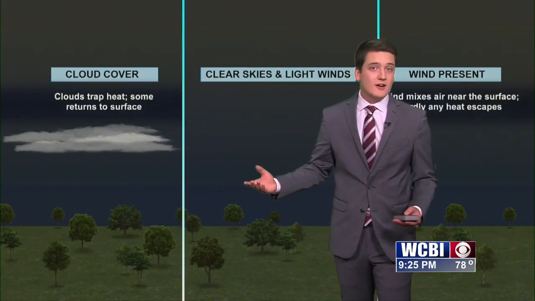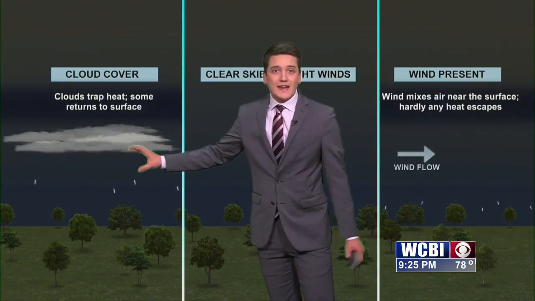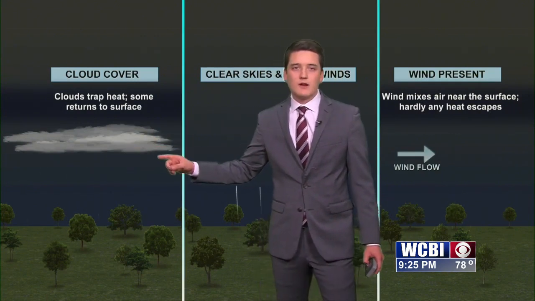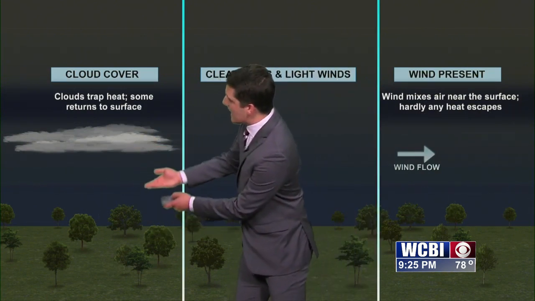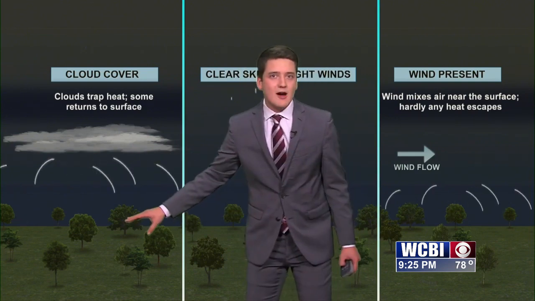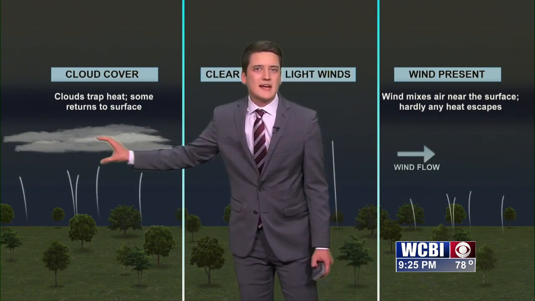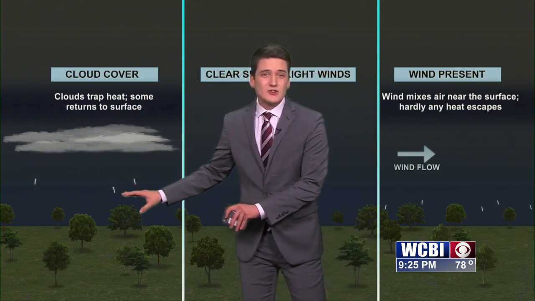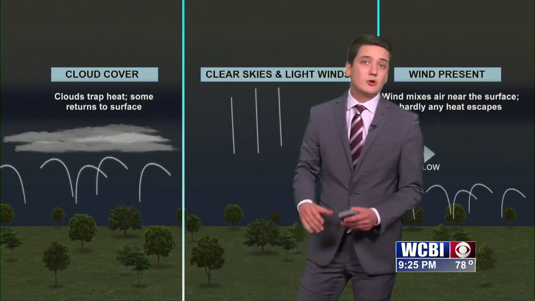There's a couple different scenarios we talk about when forecasting overnight low temperatures. The first being if there's cloud cover. We'll look out for cloud cover because that radiation that's trying to rise from the surface at night and cool things down is kind of trapped by those clouds. It's like a blanket overhead, so the clouds trap the heat, and some of that heat returns to the surface. It's held really low, and so we're not able to cool off as much.